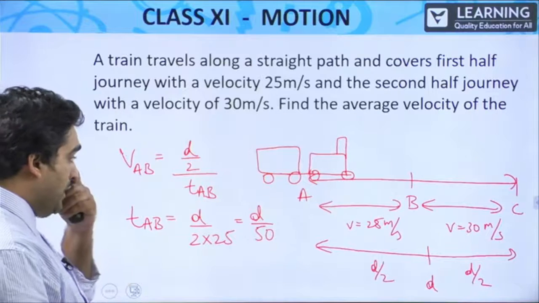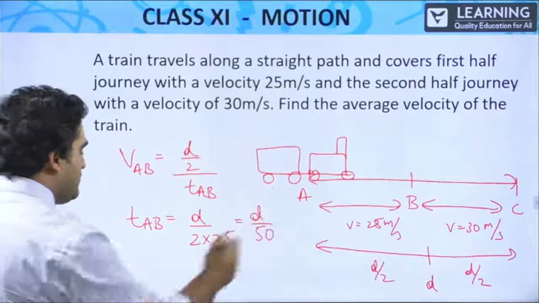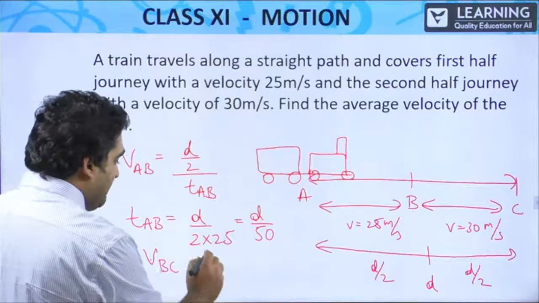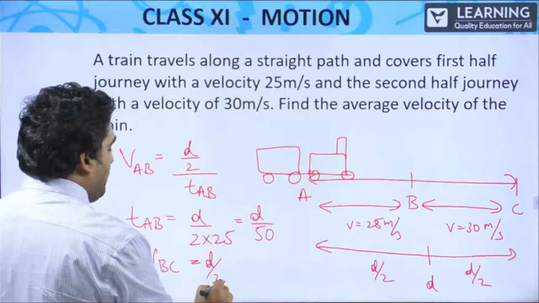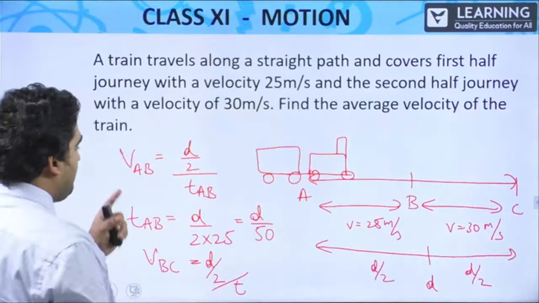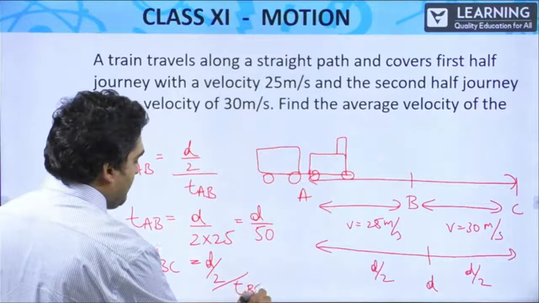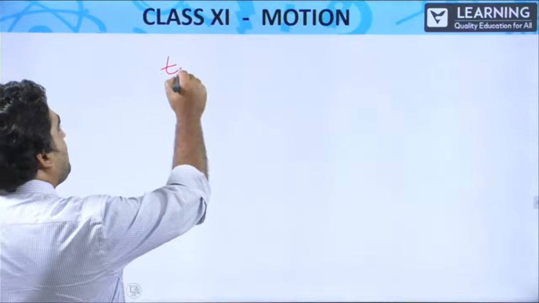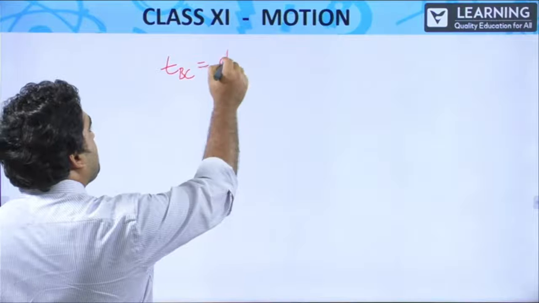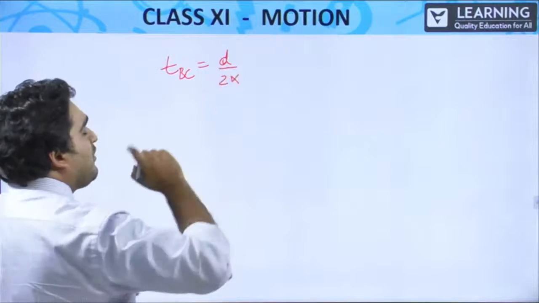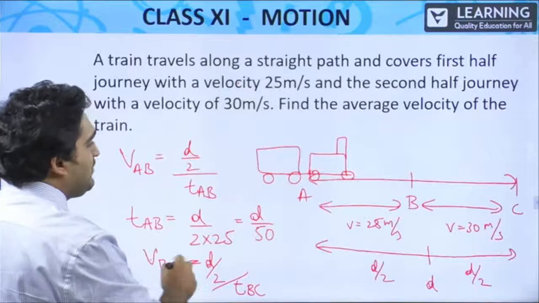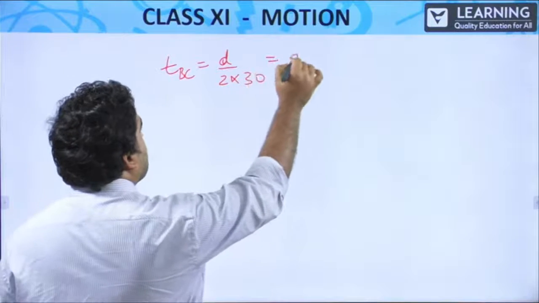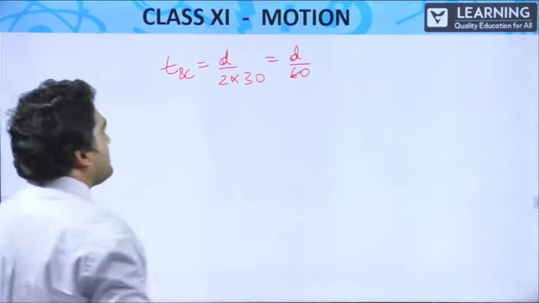Okay. Next, similarly, B to C. Velocity from B to C is again D by 2 divided by time taken from B to C. Going to the next page. Time taken from B to C equals D by 2 times velocity of B to C. Velocity from B to C is 30, which equals D by 60.